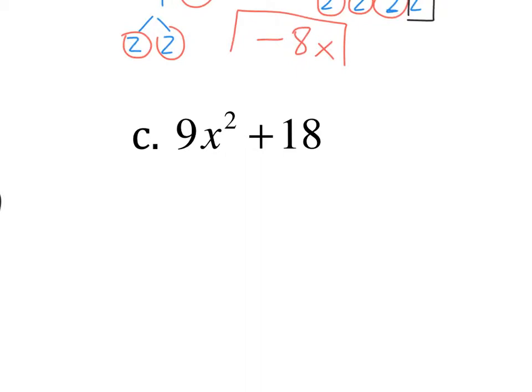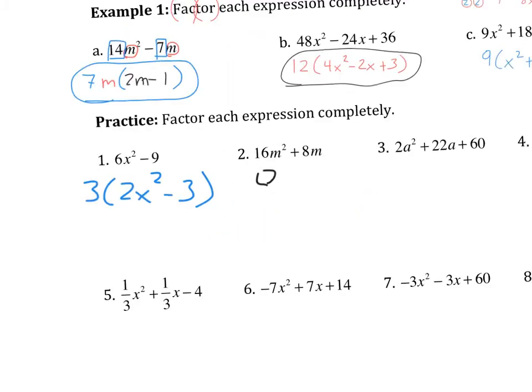All right, what about C? What can I factor out? Only a 9. So x squared plus 2 is what's left inside. So 9 comes out, x squared plus 2 is inside. On number 2 here, I can factor out an 8, but also the letter m. So I end up getting 2m plus 1.